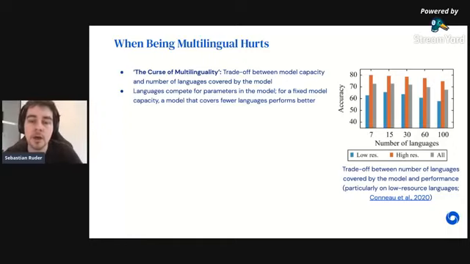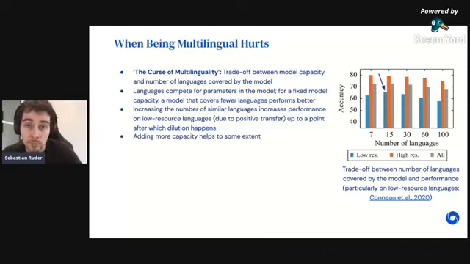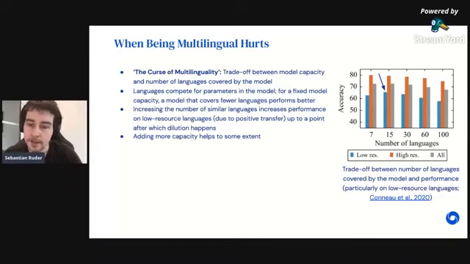And as you can see here, the more languages we include in our model, the lower the average performance across all languages. And there's one interesting effect here: at least for the low resource languages, there's a slight bump as we slightly increase the number of languages, which results from the low resource languages profiting from some similar high resource languages and from their training data. But even after adding more languages, this slight increase in performance deteriorates again. And adding more capacity helps to some extent, so you can simply scale up your model and it will do better overall.